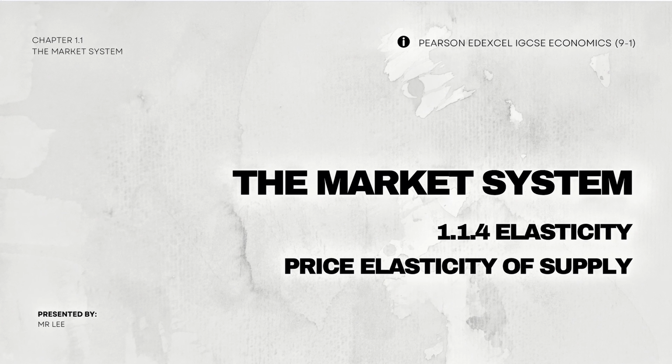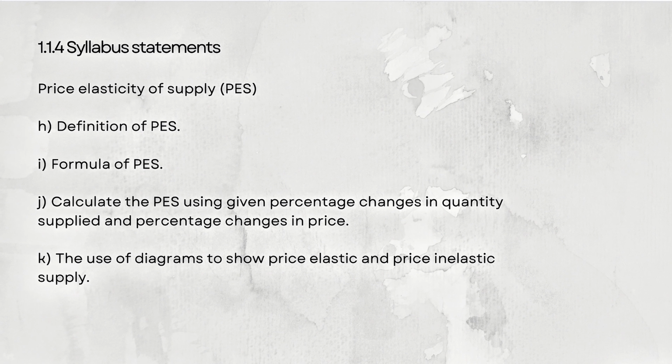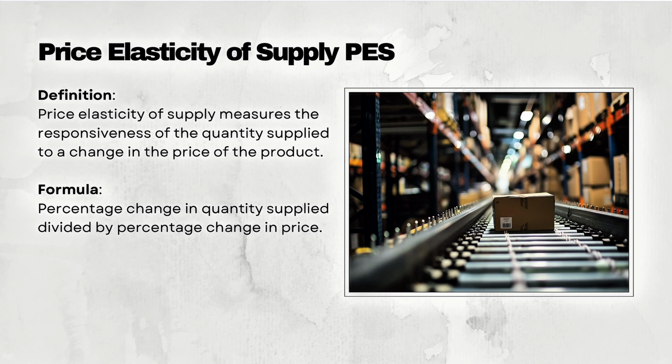In this video, I'm going to be guiding you on Chapter 9, Price Elasticity of Supply. The definition of PES is the responsiveness of the quantity supplied to a change in the price of the product, and the formula is the percentage change in quantity supplied over the percentage change in price.